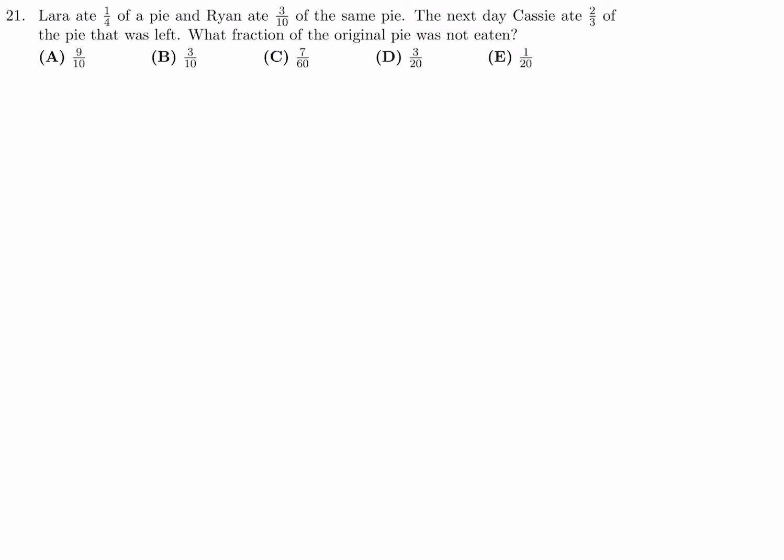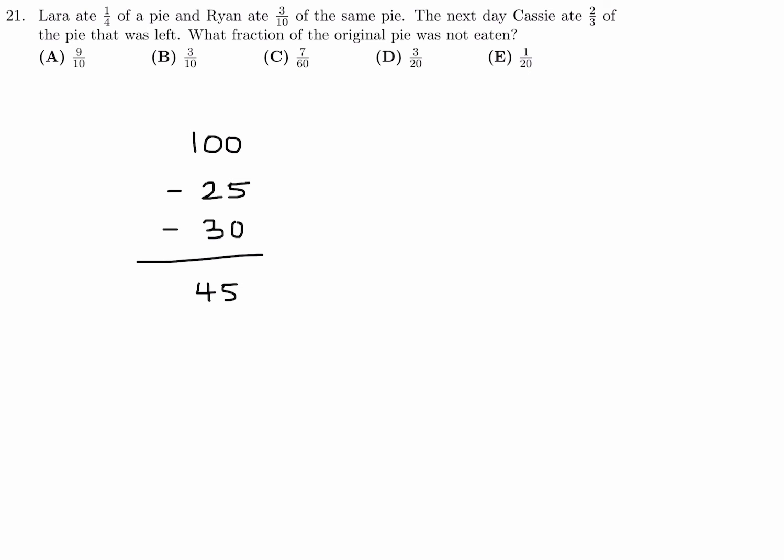Lara ate 1/4 of a pie and Ryan ate 3/10 of the same pie. The next day, Cassie ate 2/3 of the pie that was left. What fraction of the original pie was not eaten? Let's just give some numbers to make it easy. Let's say the pie originally was 100 units. So Lara ate 1/4, so she ate 25 units, and Ryan ate 3/10, so he ate 30. So that means what is remaining, if you subtract those, is 45 units.